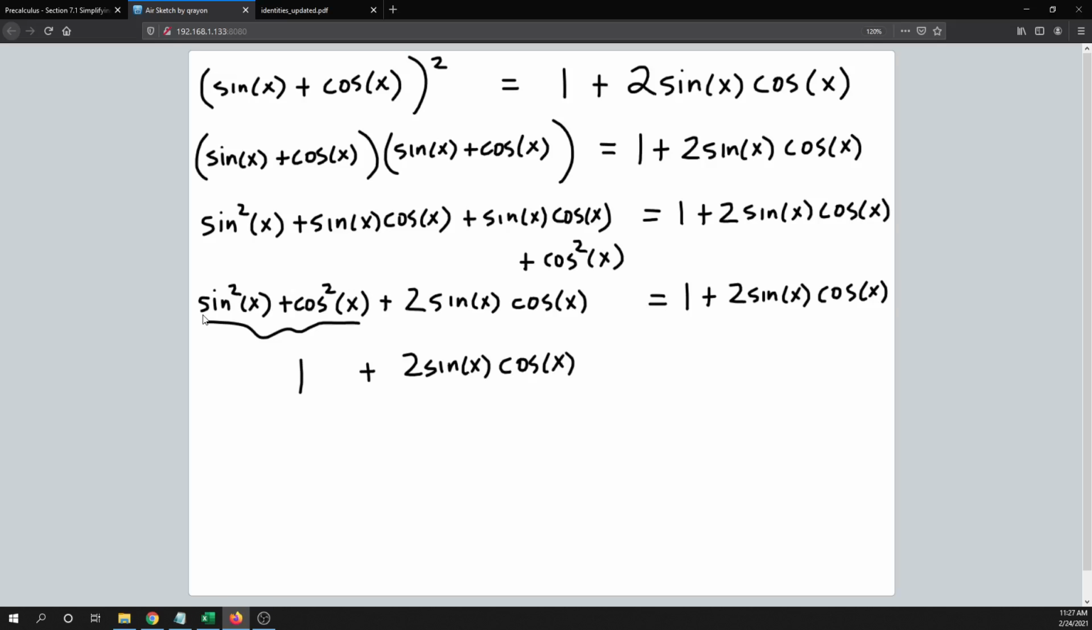And so you can see that does it, right? I have verified this identity, right, because I have shown that the left side can be, using algebra and the other trig identities, transformed into the right-hand side. And these are obviously equal to each other. Okay? All right, that is it on this example.